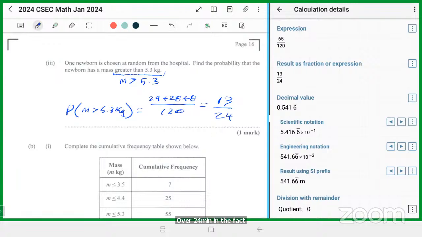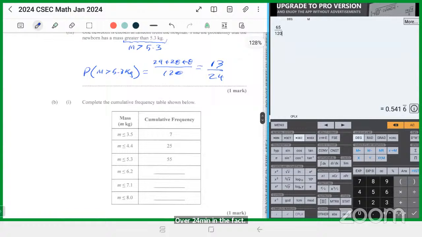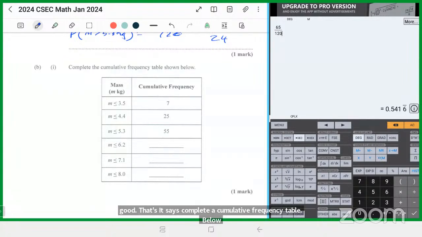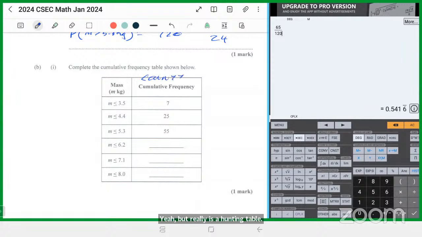All right, good. The next part says complete the cumulative frequency table shown below. Now, remember, a cumulative frequency table really is a counting table. That's what cumulative frequency really is. It is counting how many babies are less than or equal to the masses over here. How many babies are less than or equal to 3.5?